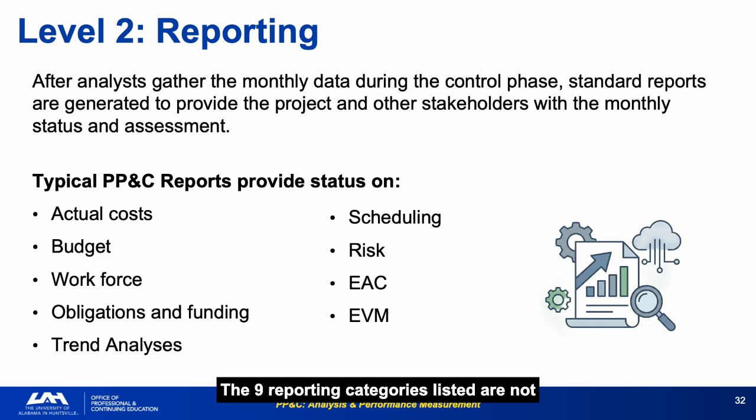The 9 reporting categories listed are not independent. A cost variance and a schedule variance that appear in separate reports may have the same root cause. The analyst who sees across all 9 reporting categories at once is doing level 3 work. The analyst who produces each one separately and hands them to someone else is at level 2.